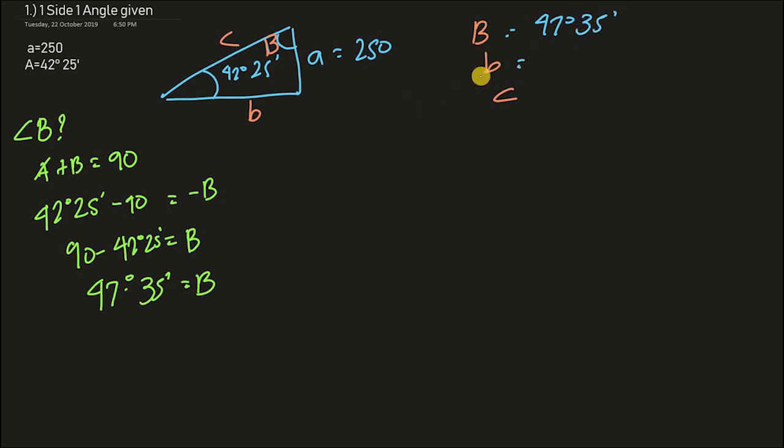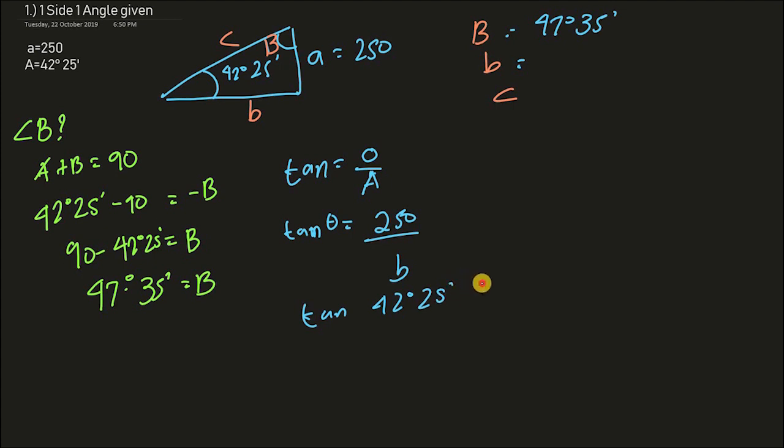Okay, now, let's try solving for side B. So, using our given, let's solve for side B. To solve for that, I prefer using tangent. Bakit tangent? Because guys, remember, tangent is opposite over adjacent. We have the value of our opposite, which is A. So opposite natin is 250 and what is adjacent is B. So yun yung hinahanap natin. That is tangent theta. Our theta is given here. That's tangent of 42 degrees 25 minutes is equal to 250 over B.